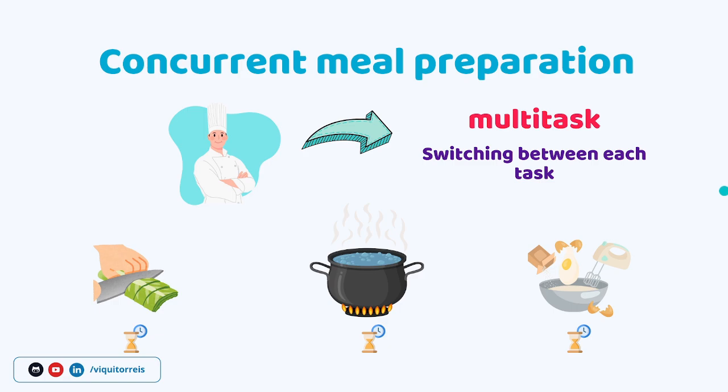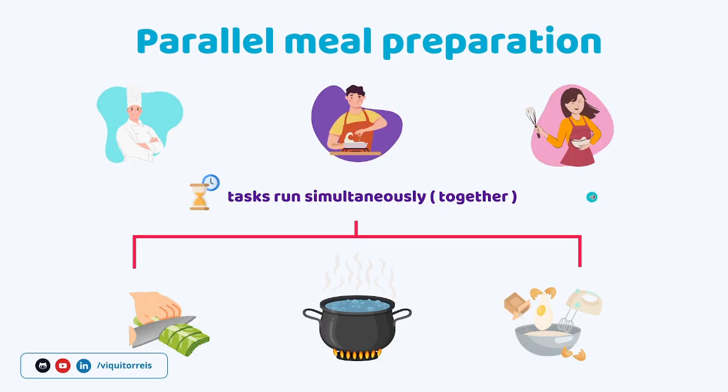But on the other hand, when you're talking about parallelism, it's like having three friends in a kitchen. Each one is dedicated to making one course. One friend makes the salad, another one cooks the main dish, and the third prepares the dessert.